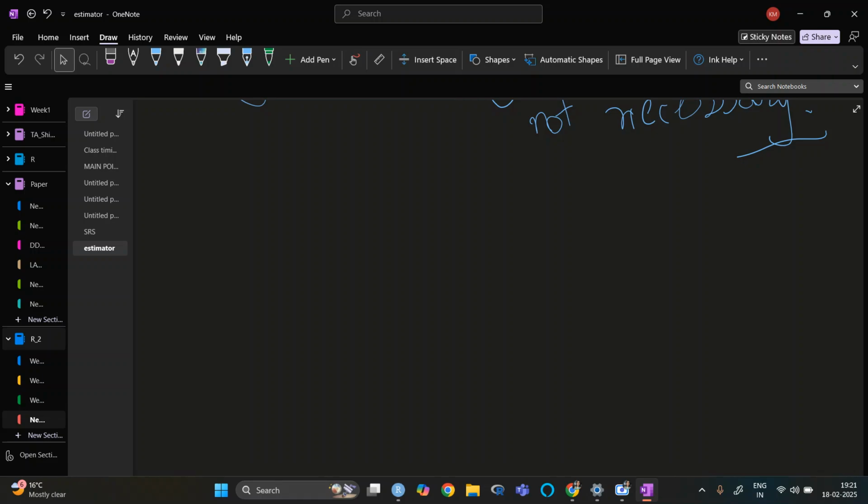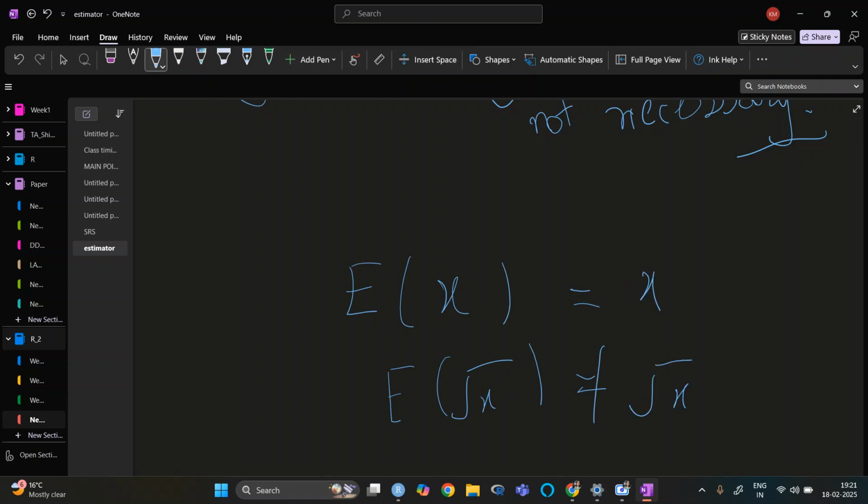when we have expectation of c, where c is a constant, it is c. When we have expectation of root c, it is root c. So basically it happens when it is constant, but as soon as I say that it is not c but it is x, this is not true.